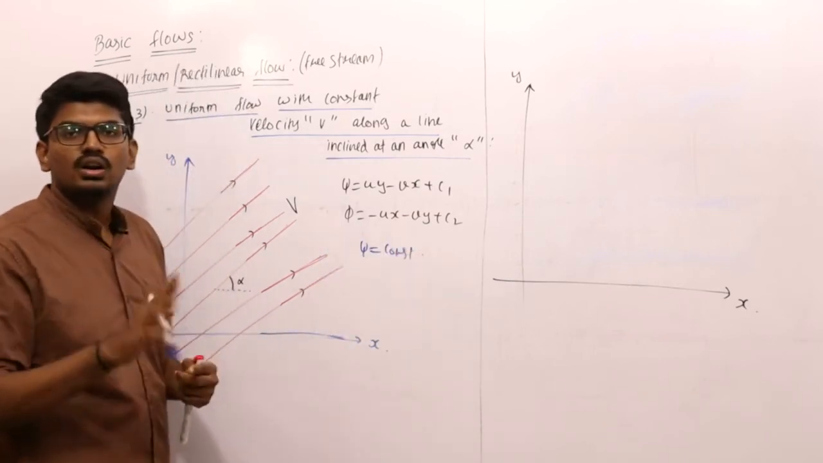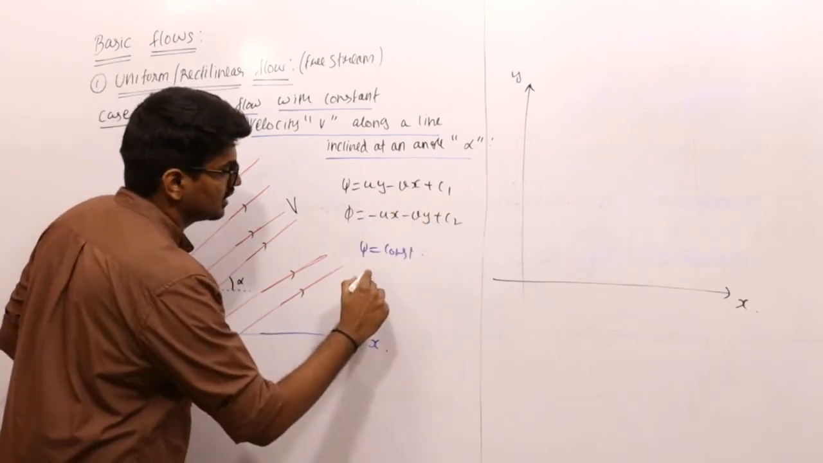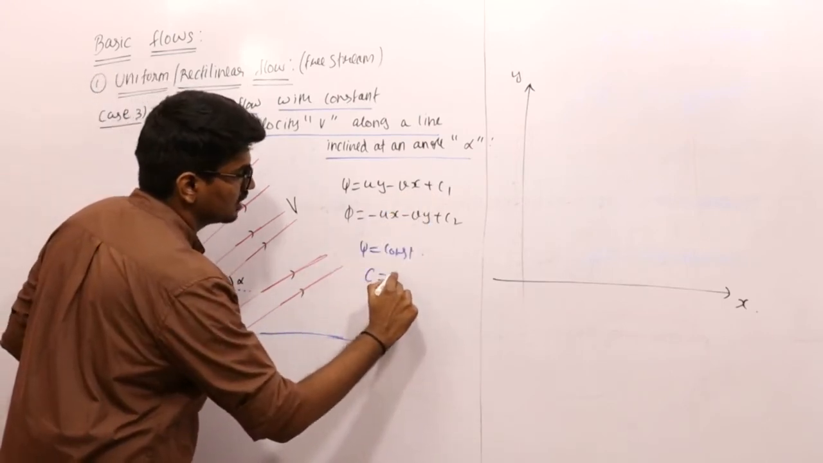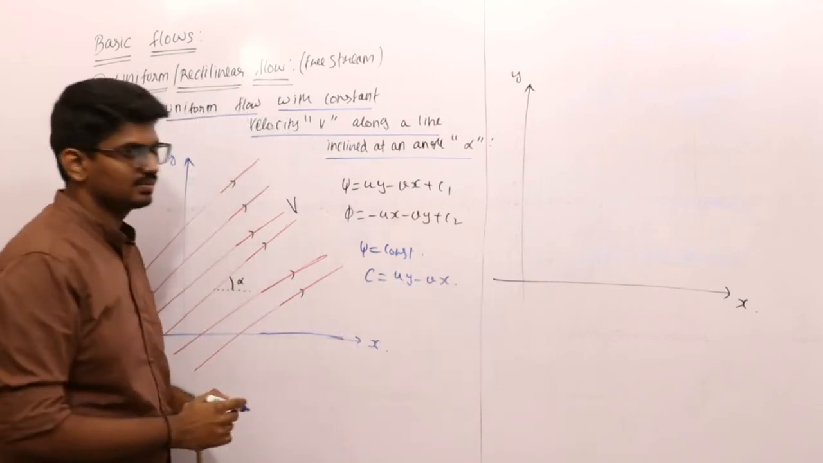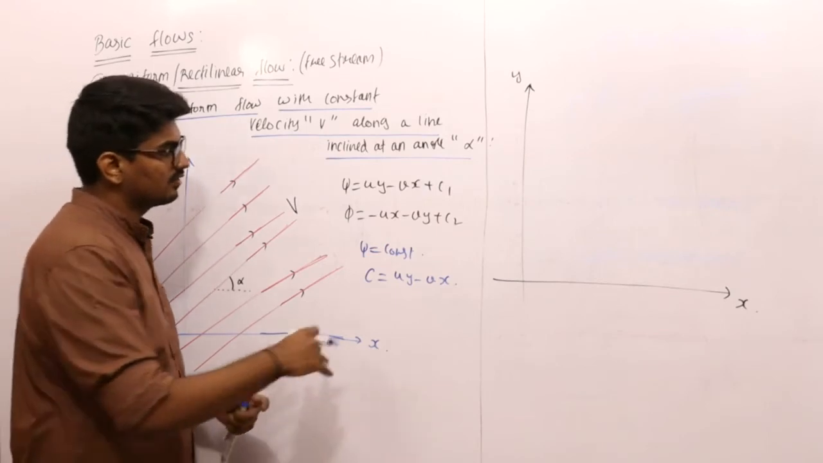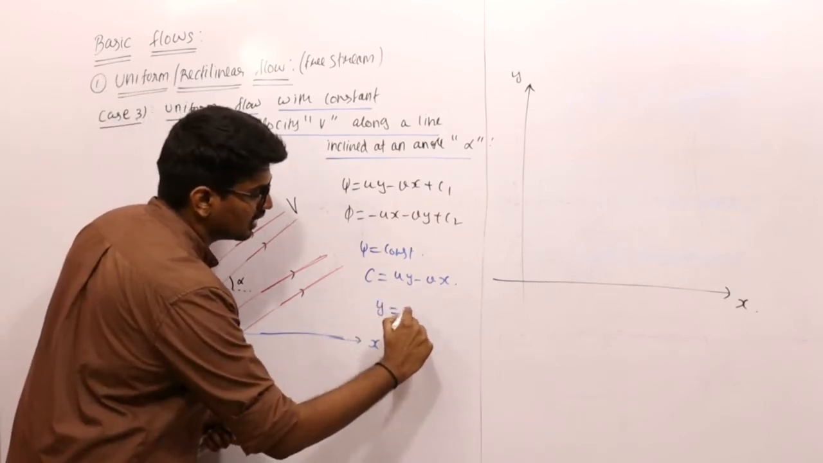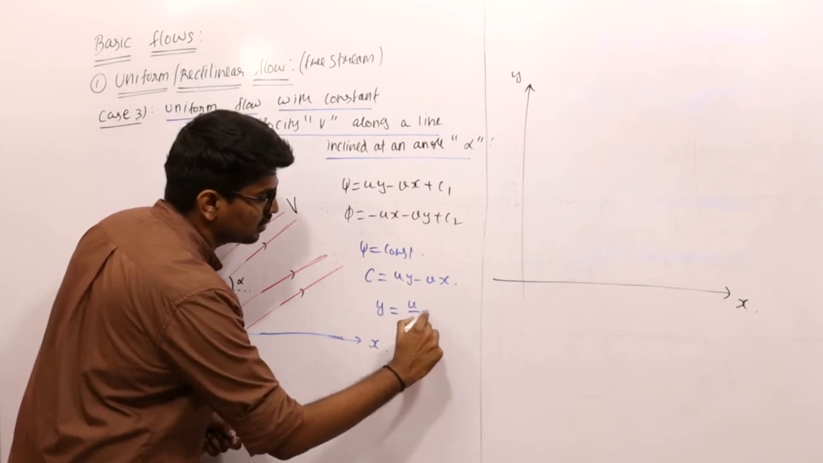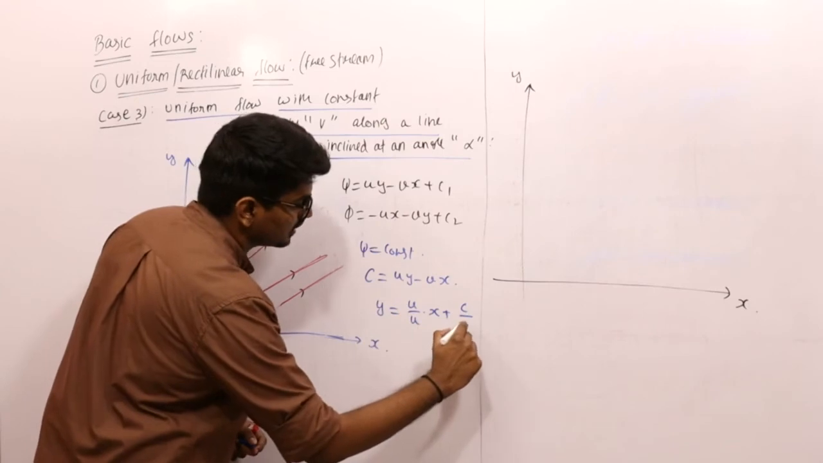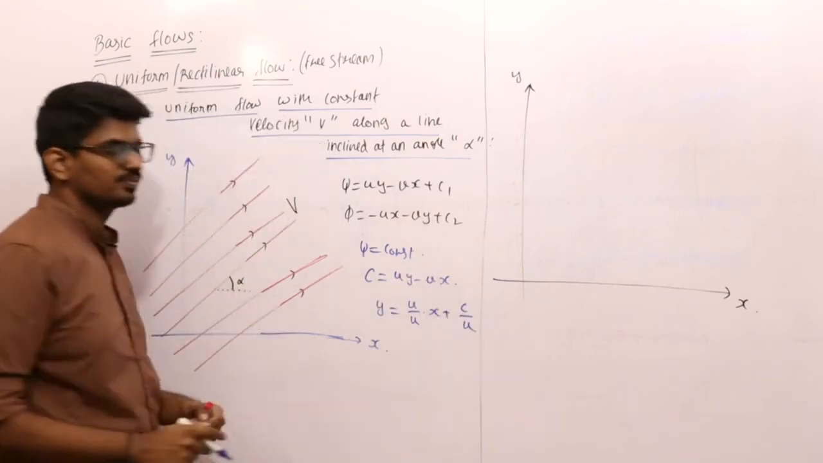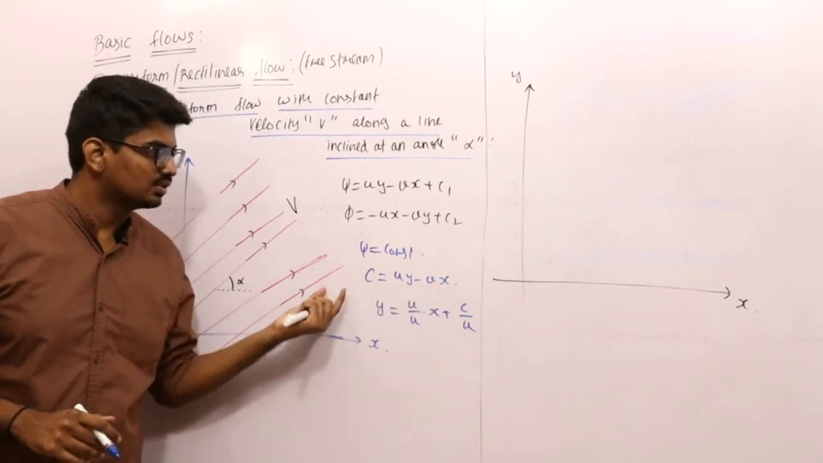Okay, already this is also constant, this is also constant. So how can I write some constant is equal to uy minus vx. Okay, and further modification, I can write it something like y is equal to v by u into x plus some constant by u. Am I right? What I'm doing, I'm just taking this vx to this side.